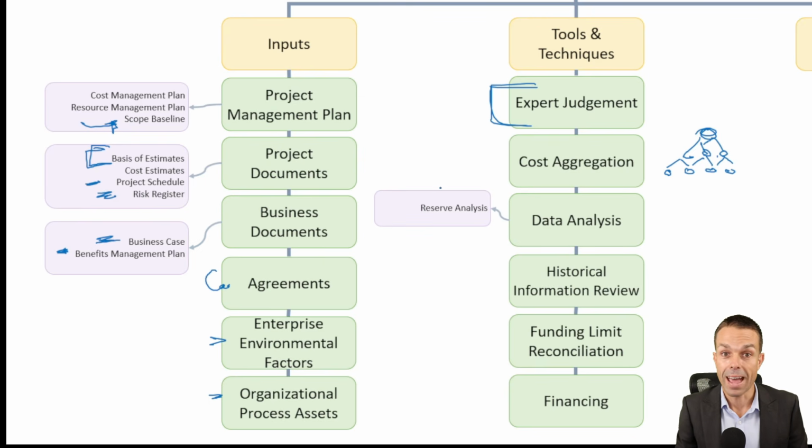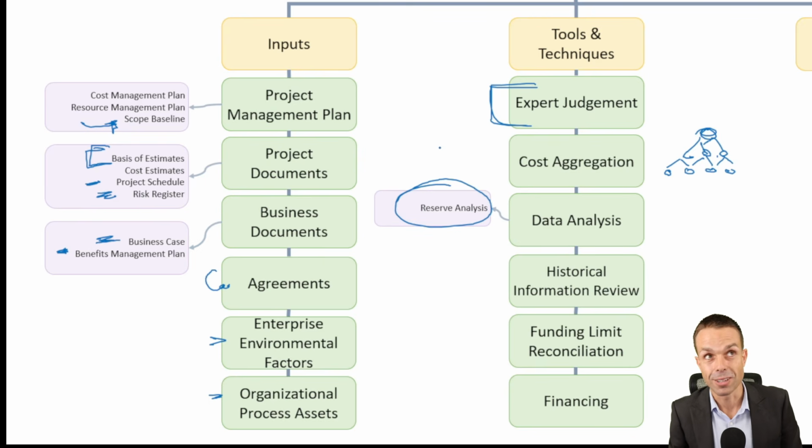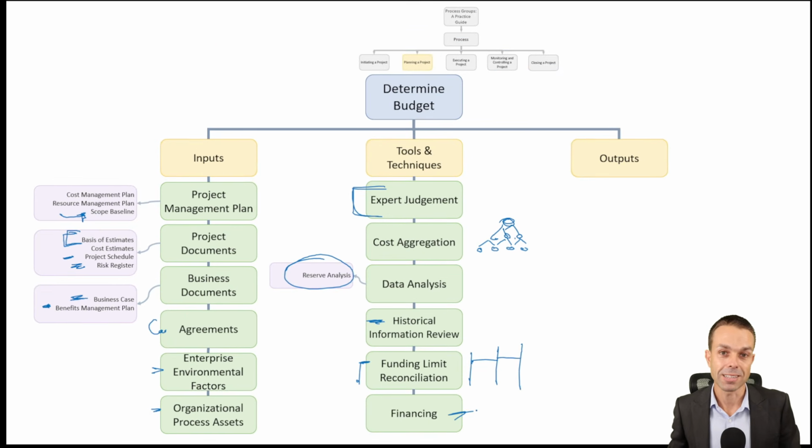Then we need to analyze that. Management reserves and contingency reserves, that will form part of our budget. And again, go into more detail for that one in the PMP course. Historical information review, so any historical information on past projects for analogous estimating. Funding limit reconciliation, we obviously want to reconcile the budget, the debits and credits, and then financing the budget itself.